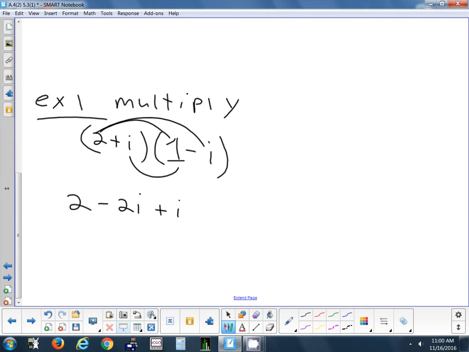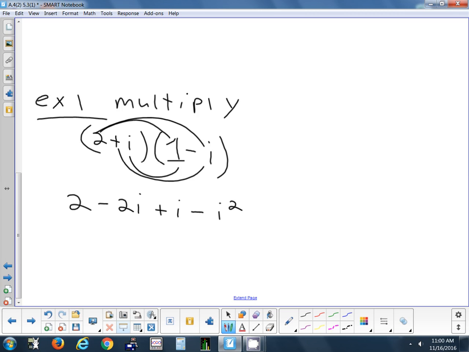And now I'm at my last step. I have some more like terms I can combine. What's 2 plus 1? 3. And that's your answer. Whenever you write it, make sure you always do it in standard form. Number and then letter. And that's it. That's all there really is to multiplying. So, any questions on that one?